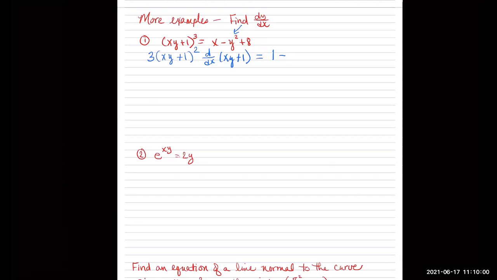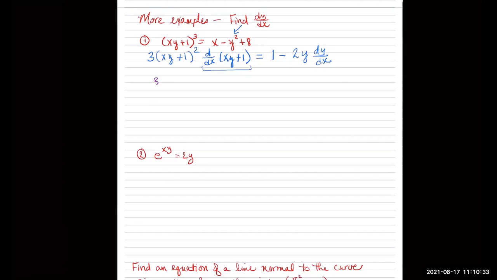What's the derivative of y squared with respect to x? Very good, Michael. 2y to the first times the derivative of the inside. And the derivative of 8 is 0. So now I need to take the derivative of xy plus 1. So I'm going to use the product rule there.